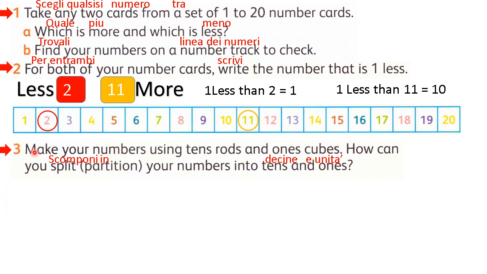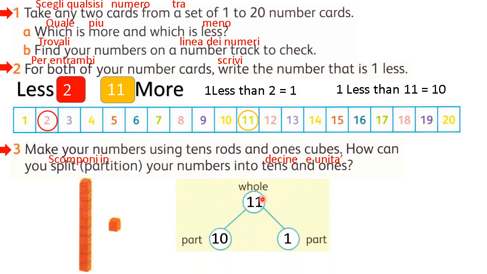Finally, 3. Make your numbers using 10 rods and 1 cubes. How can you split your numbers into 10s and 1s? So let's take the bigger number, 11, and make it with our 10 rods and cubes. So 11 is 1 10 rod and 1 cube. And if I split my number, the whole number would be 11. And I would have 1 in the units, in the ones, and 1 in the tens.